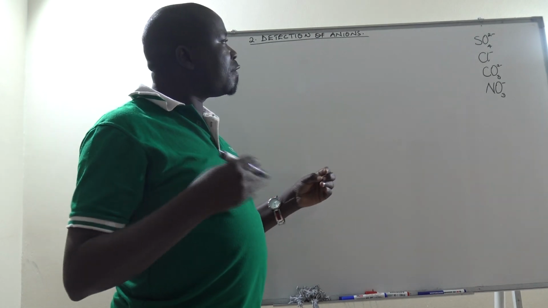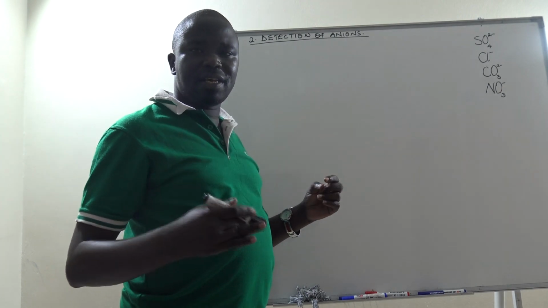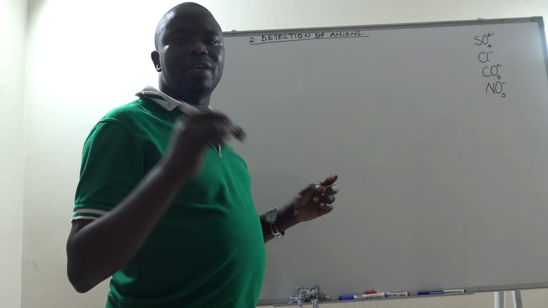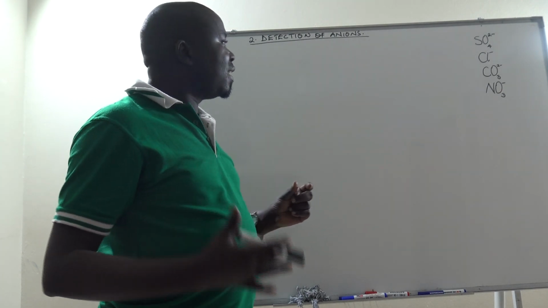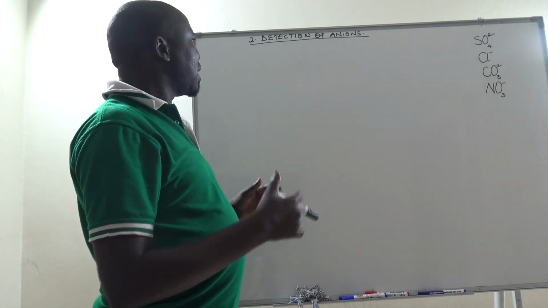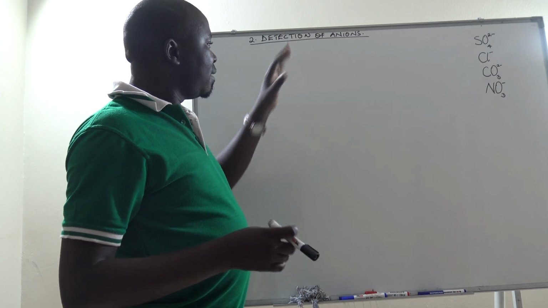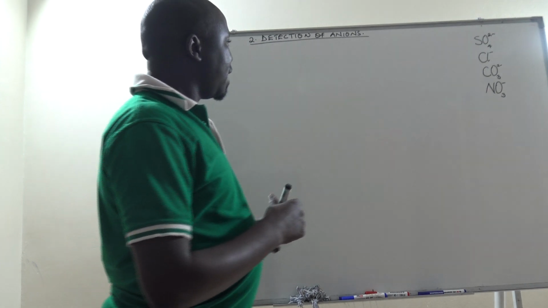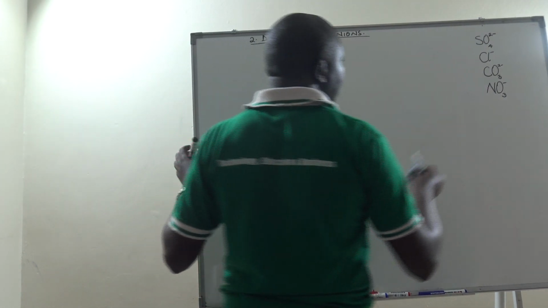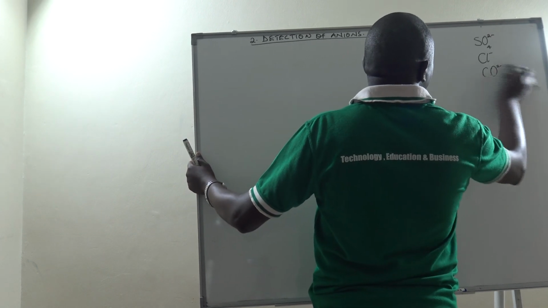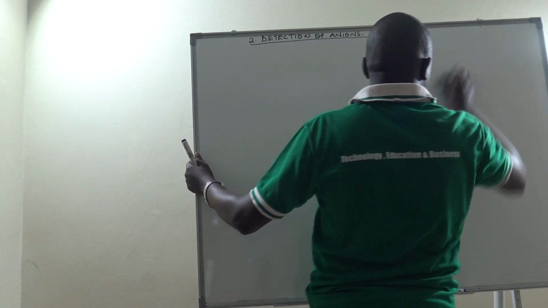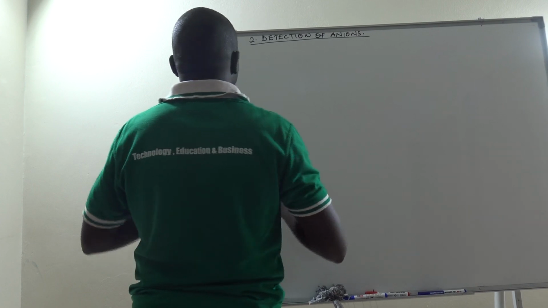For some of them we shall also see how we can detect them when they're in the solid state. That one will come later on, but let us first see how we can detect them in the solution, or when they're in the aqueous state. So let us start with the first one, that is the sulfate ion.